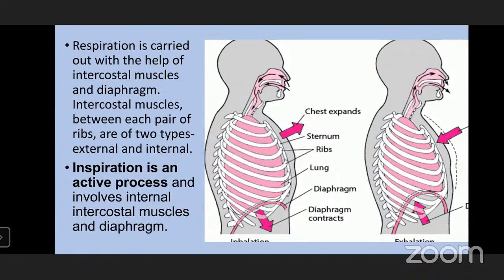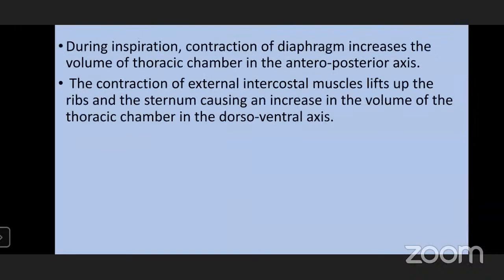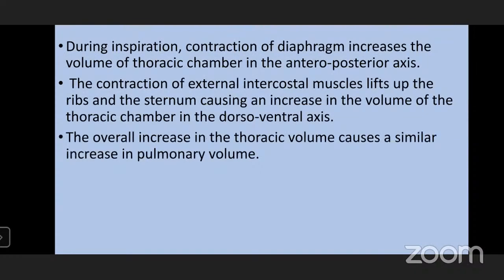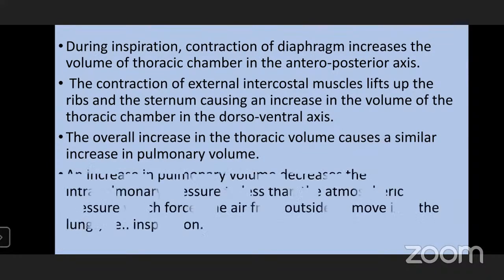So they are also providing a space for the lungs to expand. Okay, and because of this anterior posterior increase in the volume of thoracic chamber and dorsoventral increase in the volume of thoracic chamber, all these things will increase the thoracic volume, and this increases the pulmonary volume, that is volume of the lungs.